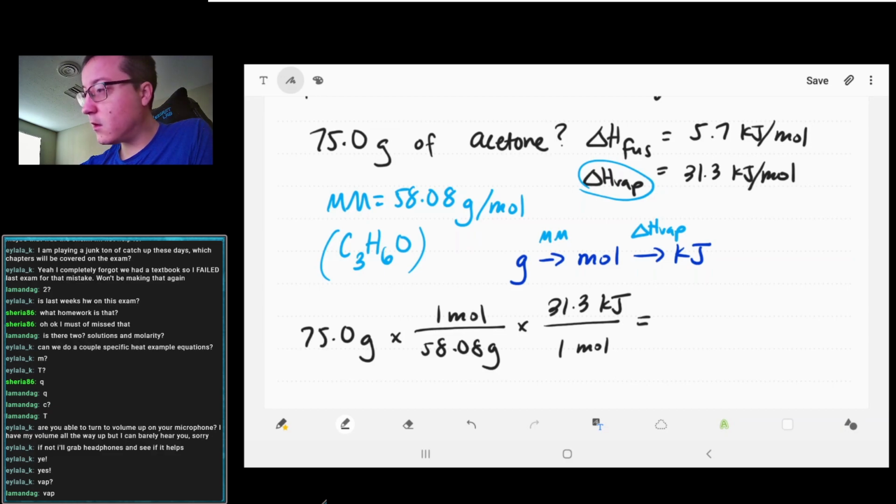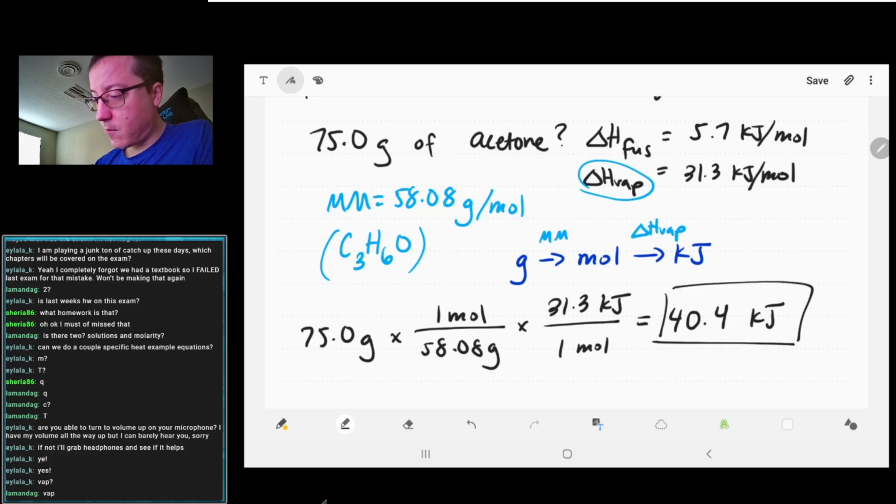58.08 times 31.3. Okay, and that answer apparently is 40.4 kilojoules. So that is the amount of heat required to boil 75 grams of acetone. So yeah, these are always kind of at the boiling point.